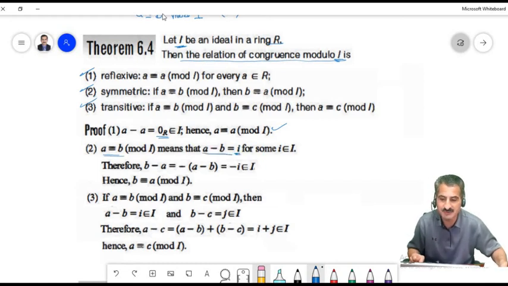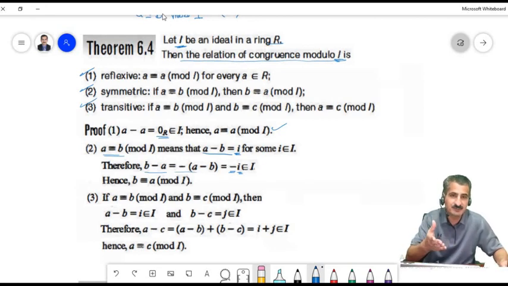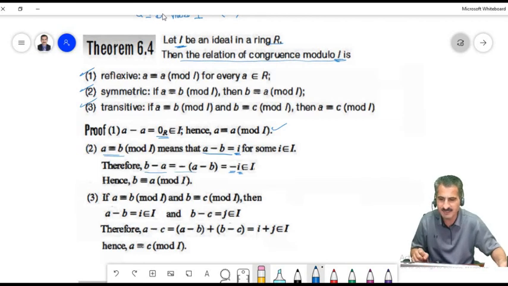Symmetric: if A is congruent to B, that means A minus B belongs to I, so it equals a small i for some element small i in the ideal capital I. Therefore, B minus A is minus i, which is the additive inverse of i. I is an ideal, so it is a subring, so it is a subgroup. So if you give me a small i in there, then the additive inverse is also in there. So minus i is in there, that means B is congruent to A.